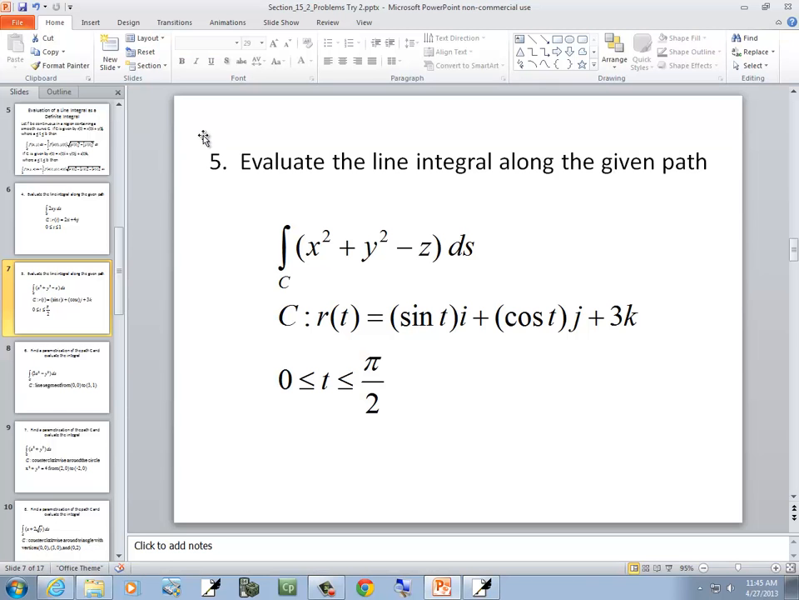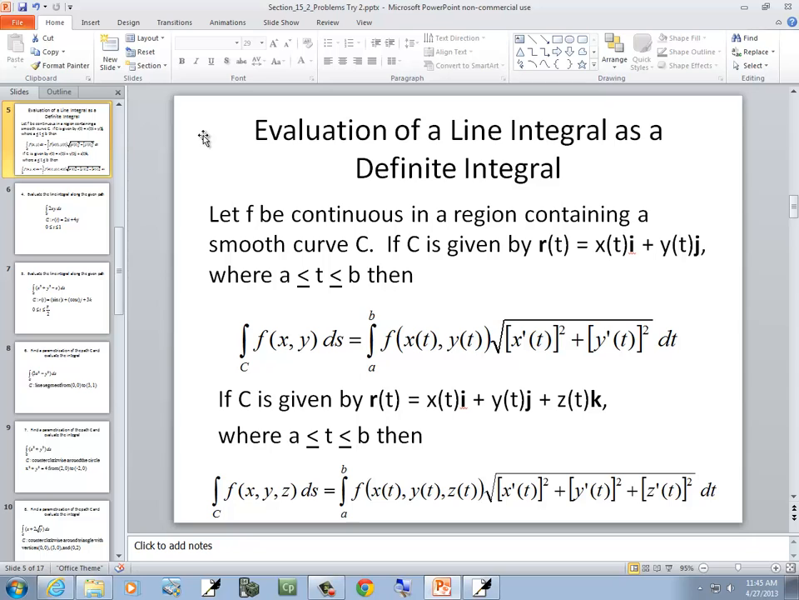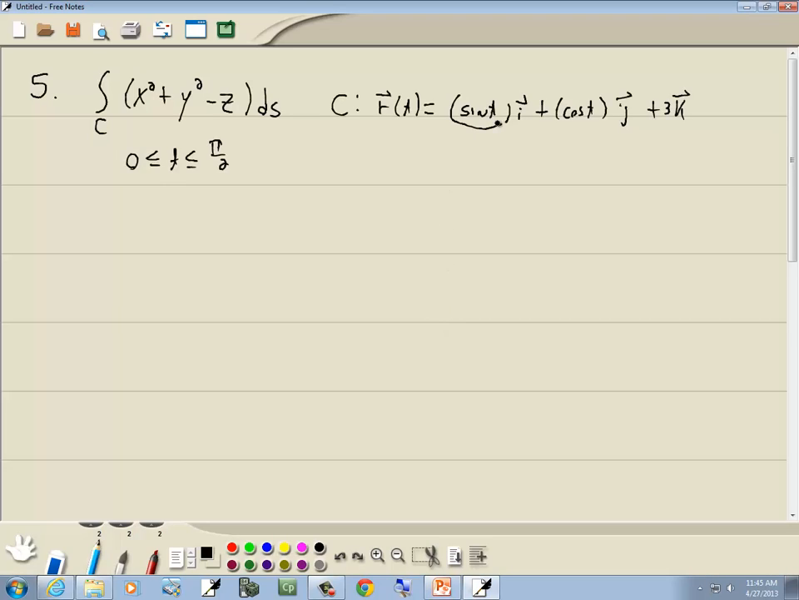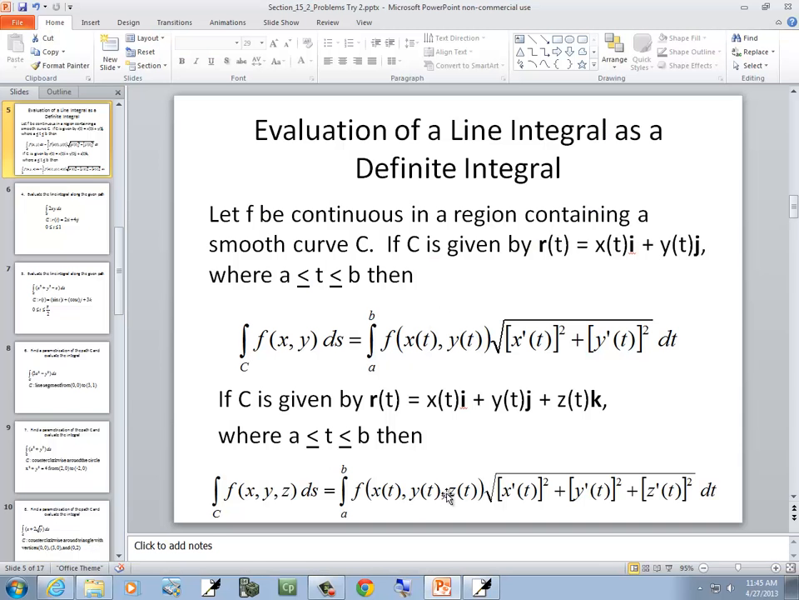Let's go back to our formula and see what it tells us we need to do. Well, we need to identify x of t and y of t first. That's easy. This is x of t, or some people just write x equals. And this is y of t. And actually this is z of t, because we've got our third dimension thrown in. So we got those. Because we're working with the bottom formula now.